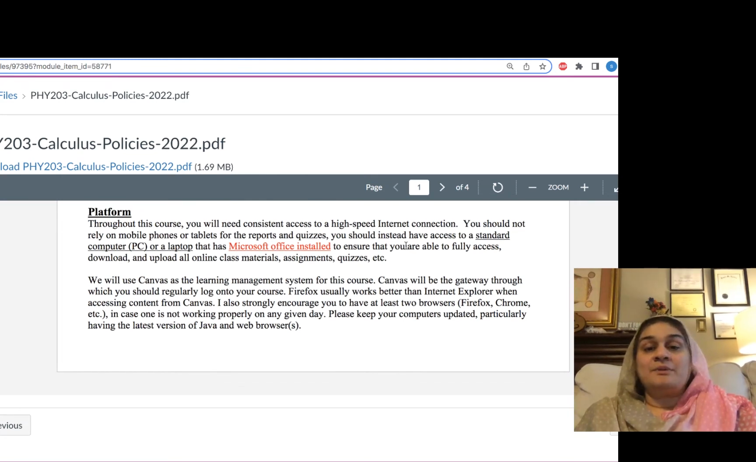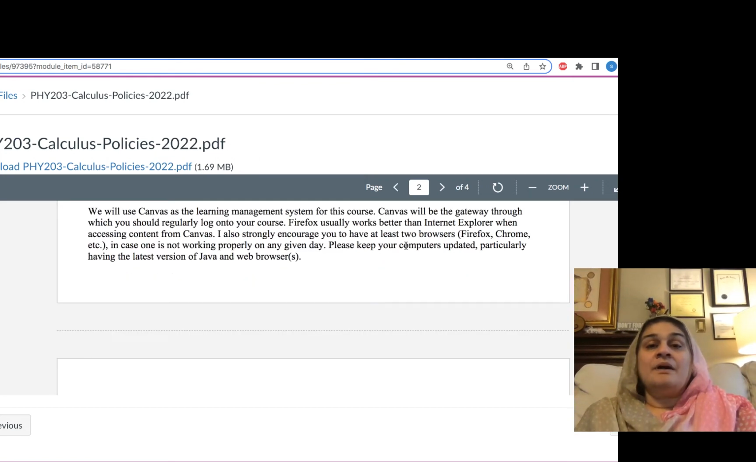Another thing I want you to be aware of is make sure you have Microsoft Office installed. We will be using Microsoft Office as a platform. You can get it through Office 365, which is available from Susquehanna University. I also suggest to have multiple browsers in case you run into trouble, especially because of the deadlines that cannot be changed.